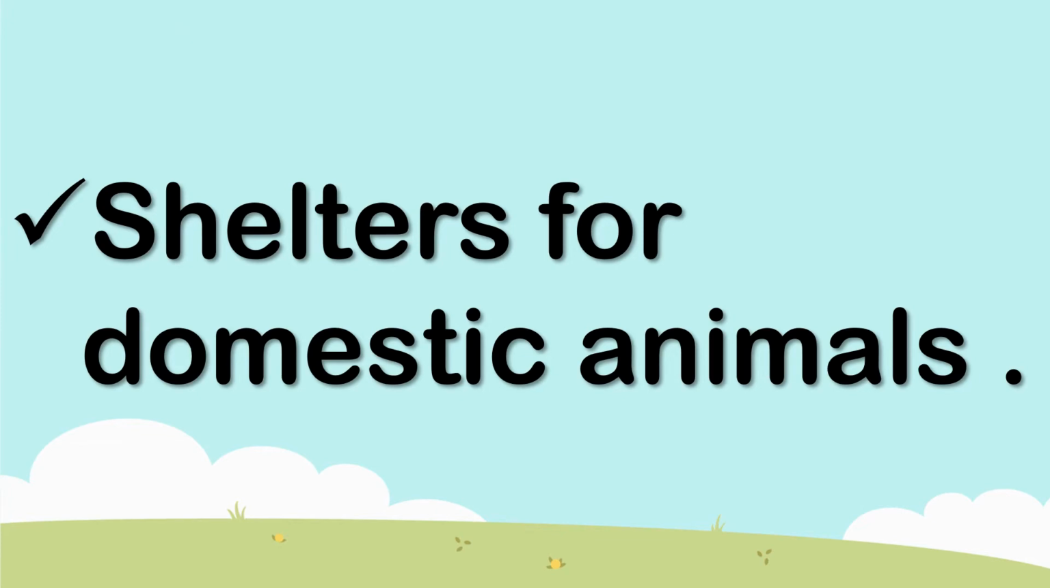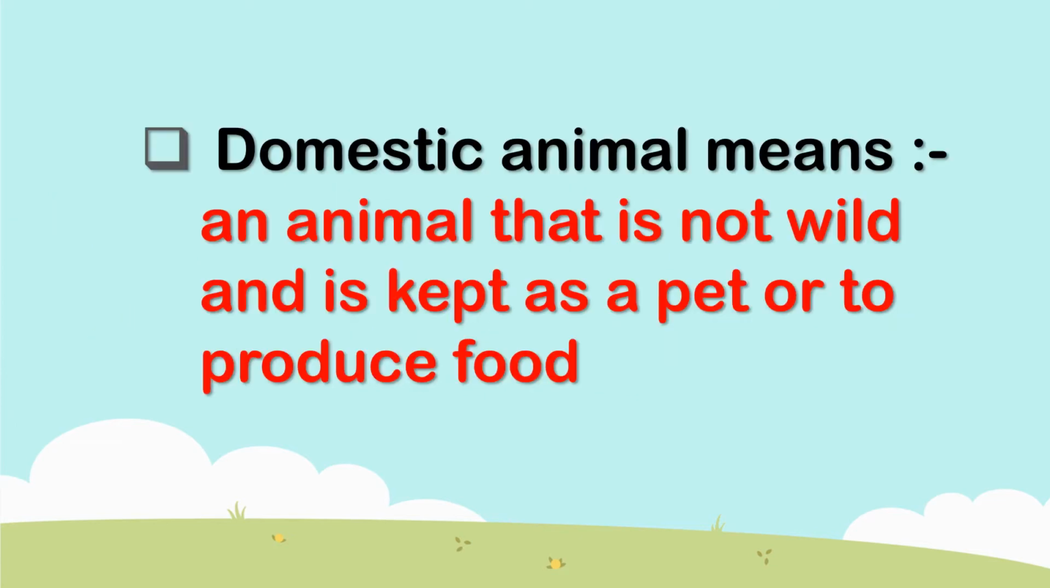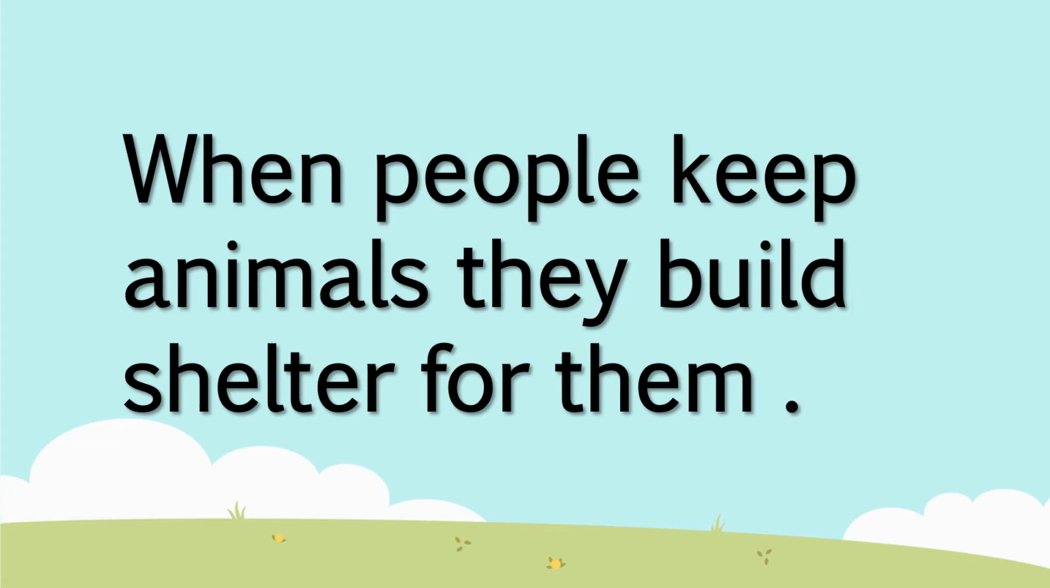Shelters for domestic animals. Now children, domestic animal means what? Domestic animal means an animal that is not wild and is kept as a pet or to produce food. Okay children, understood? Now we will move further. When people keep animals, they build shelter for them.